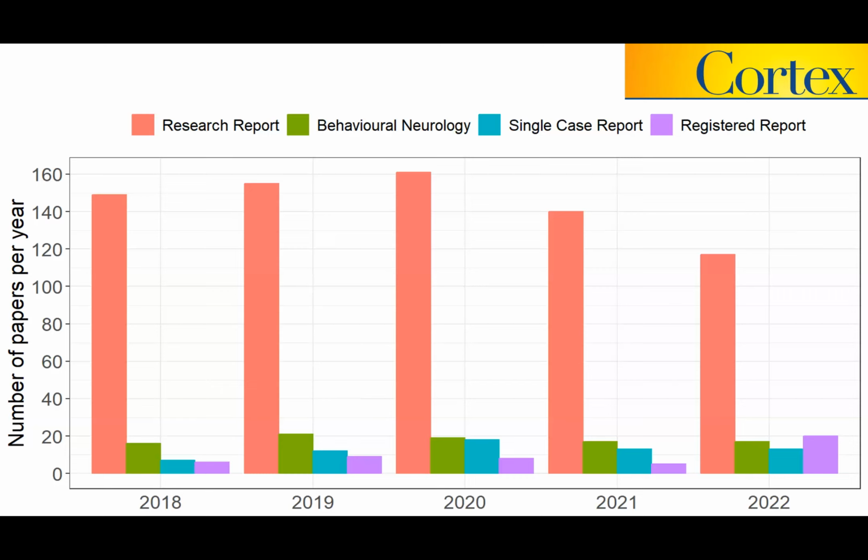You can see from this plot that the vast majority of papers published in Cortex are standard research reports. The count for registered reports in purple is similar to those for the other minority formats, although actually last year was the first year that registered reports broke the 10% barrier. That may or may not be significant, of course. So what we're looking at is that 10 years after launching this format at Cortex, registered reports is really securely established, but it's still a minority format, although there are some possible indications that it's on the rise.